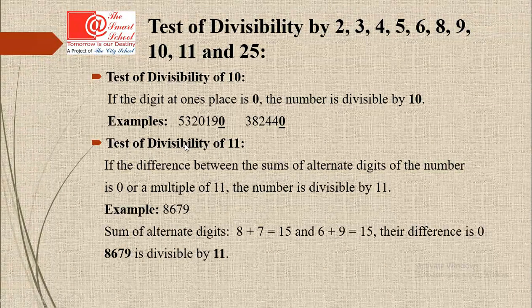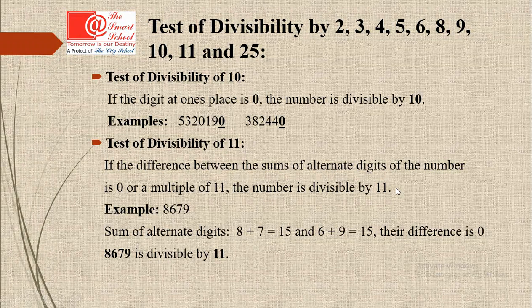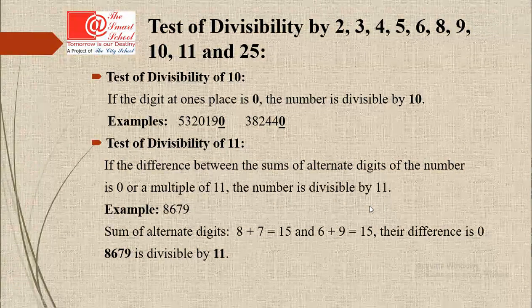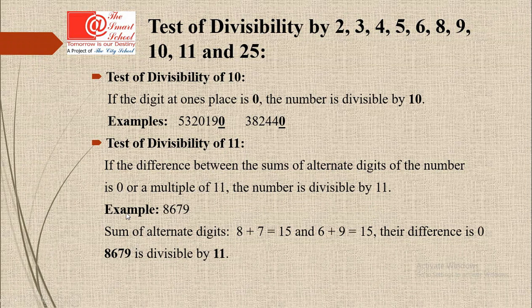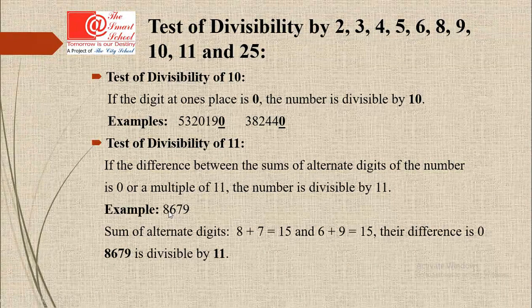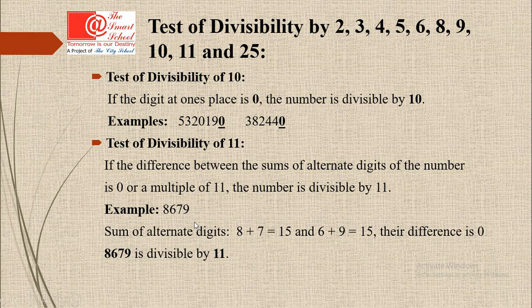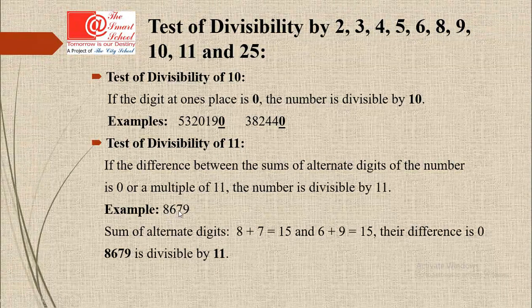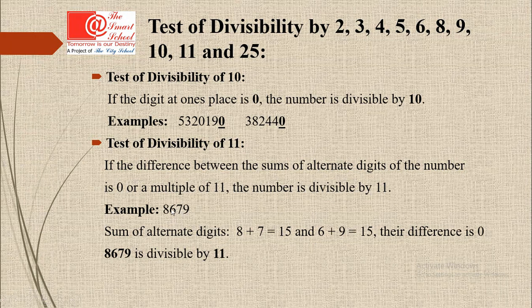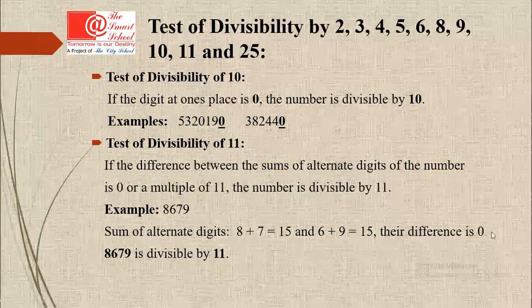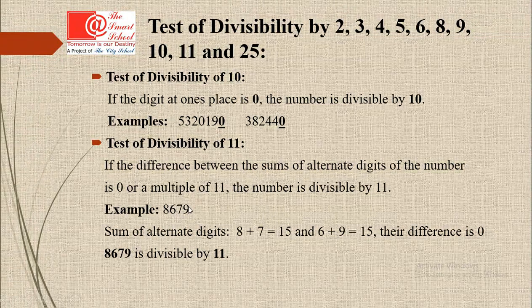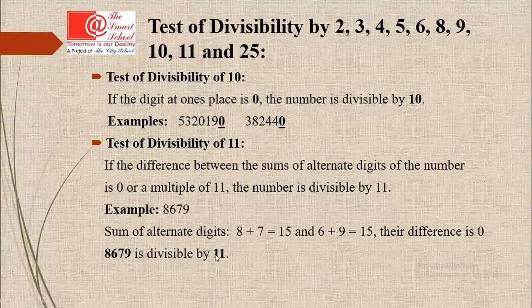Now, test of divisibility of 11. If the difference between the sums of alternate digits of the number is 0 or a multiple of 11, the number is divisible by 11. This is a little tricky, but with a little practice, you can easily do it. We can see the example. The number is given 8,679. We will add up alternate numbers like 8 and 7. It will make 15. Then 6 and 9. It is also making 15, and their difference is 0. It means 8,679 is divisible by 11.